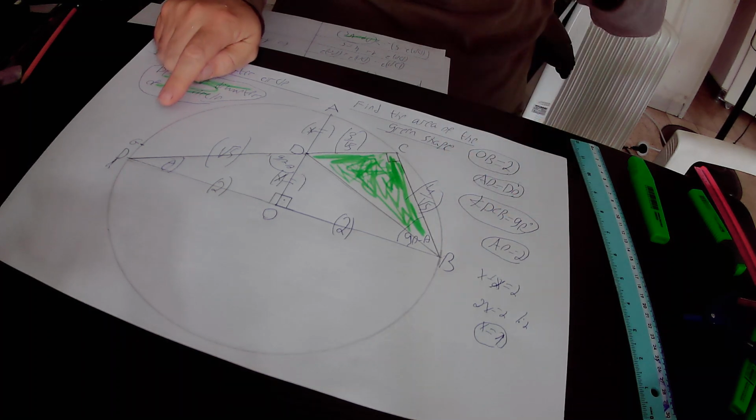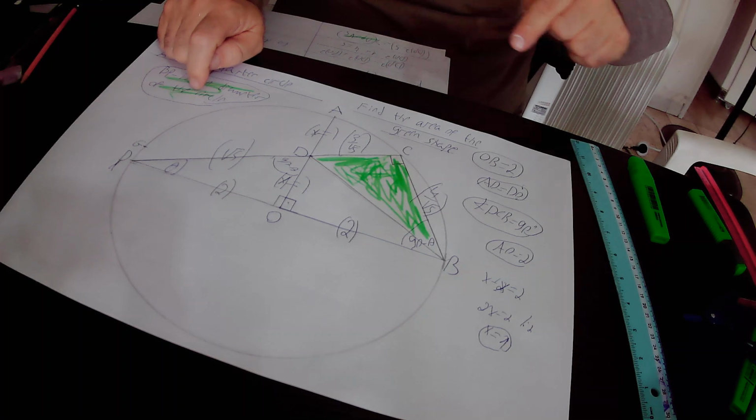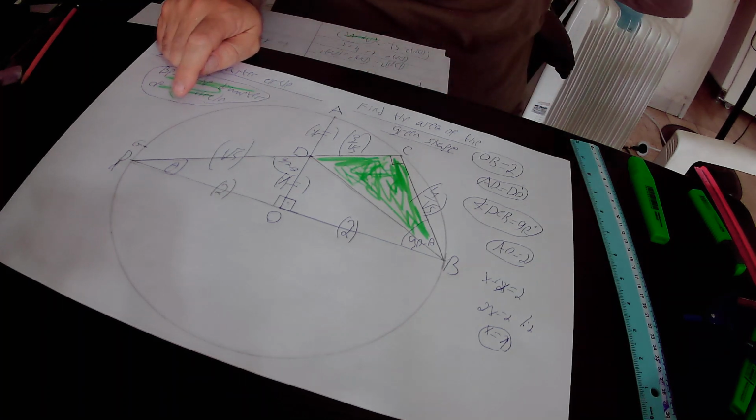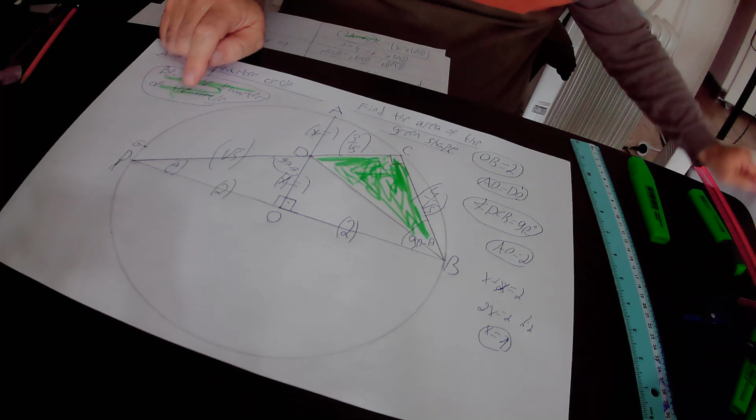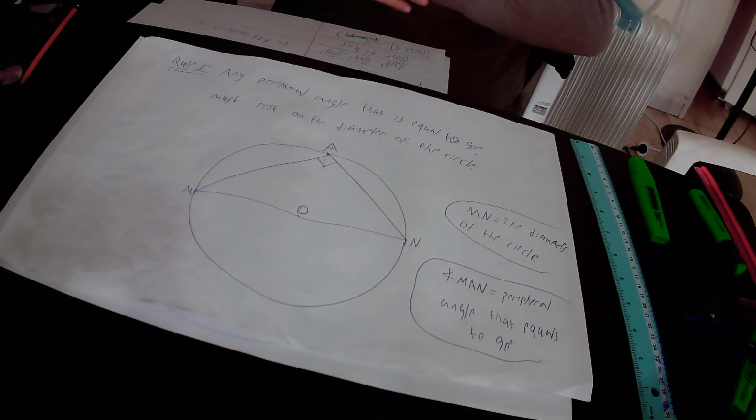So we have peripheral angle BCG that is equal to 90 degrees in its size. This is subtended on BG that is not the diameter of the circle. This is a contradiction to rule 5. I'll quickly repeat rule 5. According to rule 5, any peripheral angle that is equal to 90 degrees must be subtended on the diameter of the circle.